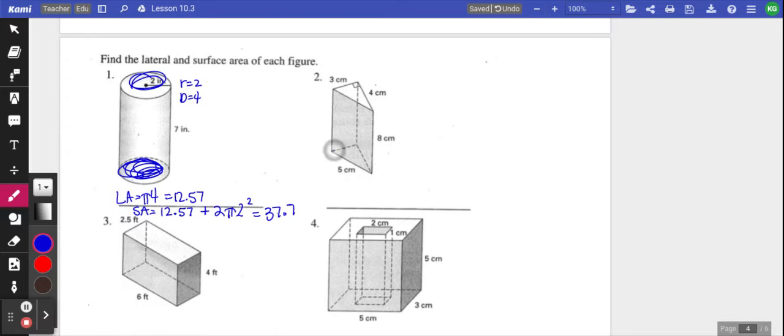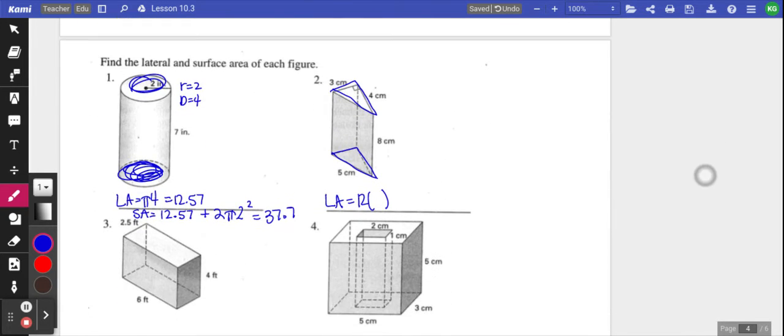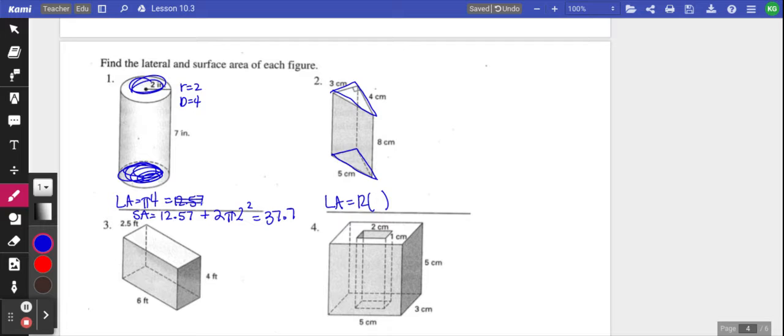On this next one, my base is a triangle. So for its lateral area perimeter, I'm just going to do 3 plus 4 plus 5, which gives me 12, times the height. Oh, I forgot to add the height on this last one. Did I forget to add the height on the cylinder too? No, that one I remember the height. Shoot, this one I did wrong because I forgot the height, which was 7. So actually my lateral area was 87.96 plus 2 pi 4, 113.1. Sorry about that.